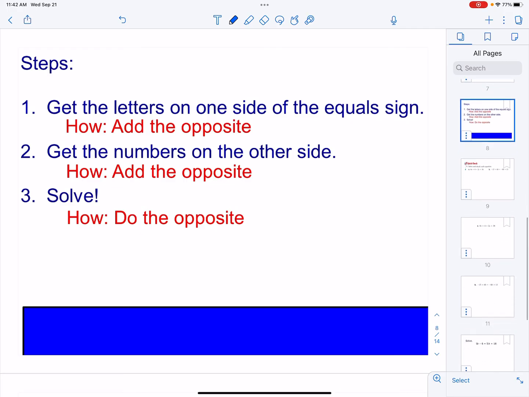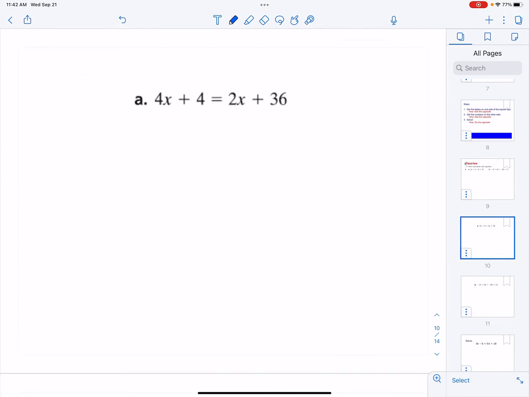So let's see if we can do a few questions. So here's going to be the next problem that we're going to work. Same kind of situation. Got letters and numbers on both sides. So what we need to do is get our variables on one side. So I'm going to move this 2x to the left-hand side. And we do that by adding its opposite. So I'm going to do a negative 2x, because that will get rid of that 2x. And if I do that on one side, you have to do it on the other.